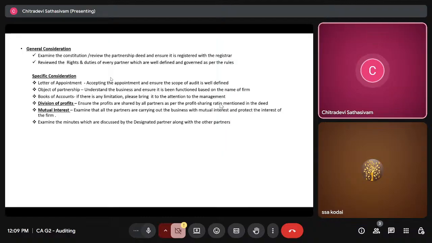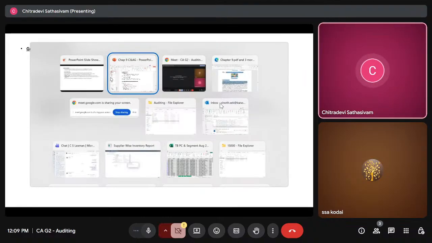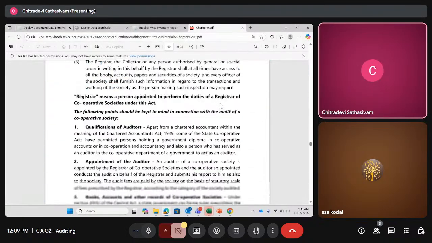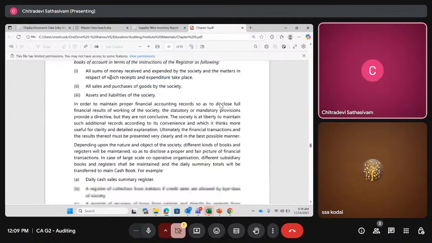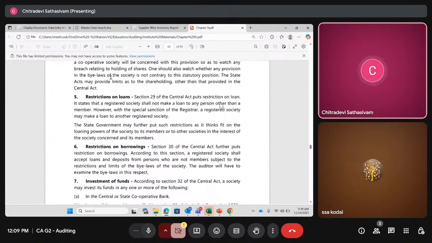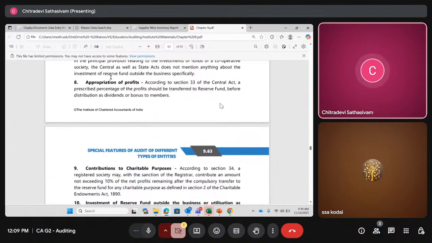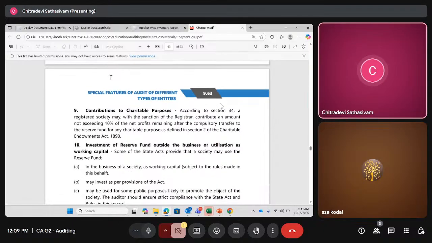Similarly, for multi-state cooperative societies also, the same points will come. I will go to the institute material. If you go to the institute material, it is the same thing. Here you have everything point wise, paragraph wise. But read this entire thing. You will come to know what it is, and then you come to my PowerPoint presentation. You will get all the key points completely.